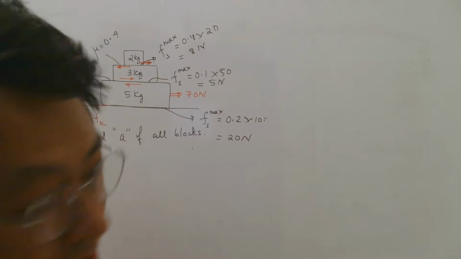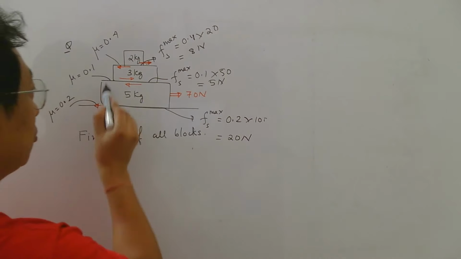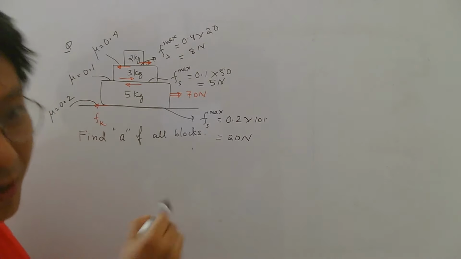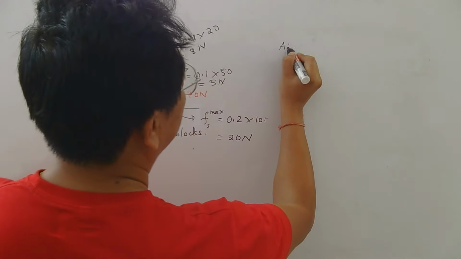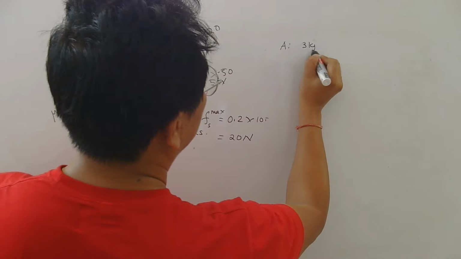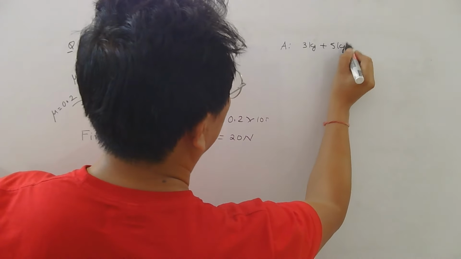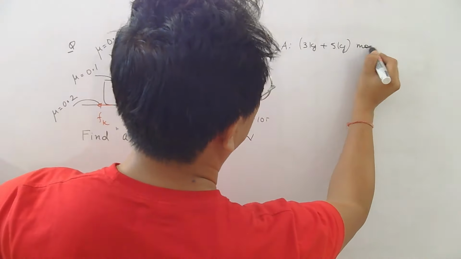Now out of curiosity, I want to check what if these two are moving together. Here though it is not possible, but in some other problem. So let's check that one. So 3 kg plus 5 kg move together. That is my assumption.